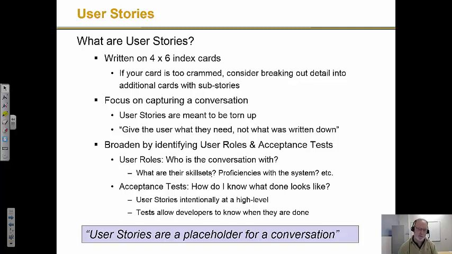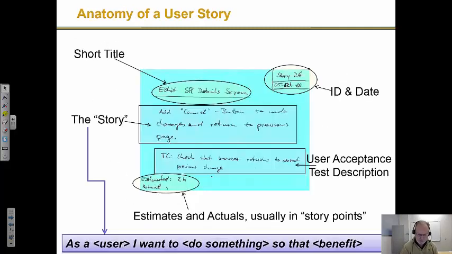The other part is an acceptance test. Because it's a proxy for a conversation, when developers are doing it, they have to turn it into some tangible sense of how you know when you're done. What does done look like is the question. And that's what an acceptance test is supposed to be. If I pass this test, then the need expressed in a conversation represented by the story has been met. Okay, so let's take a look at what that actually looks like.